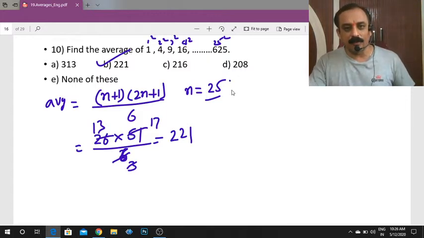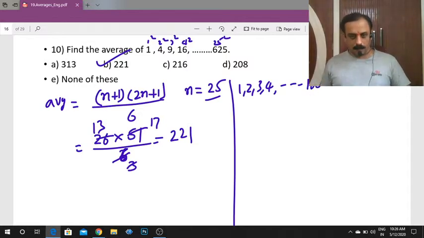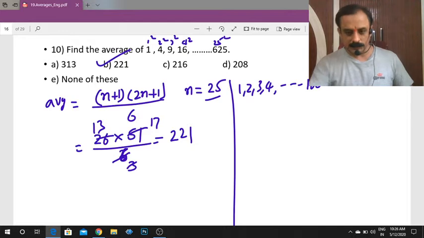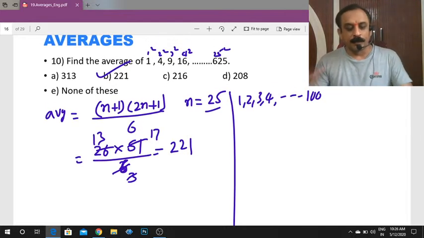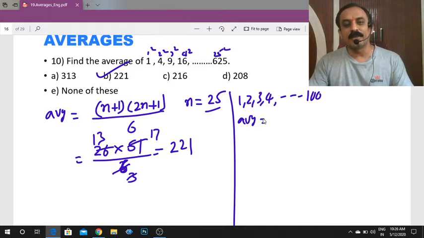What is the average of 1, 2, 3, 4, 5, dash, dash, dash, 100? These all are natural numbers. The average is equal to (n plus 1) by 2. The n value is 100, so 100 plus 1 by 2, which is 101 by 2. 101 by 2 is equal to 50.5.